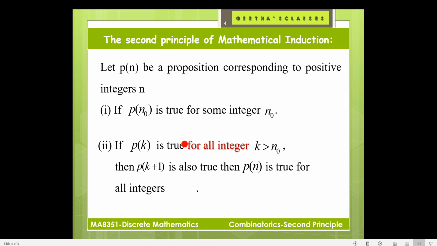In the first principle we have taken an arbitrary integer k. Here we have taken all integers k greater than n naught. Then p of k plus 1 is also true. Then p of n is true for all integers n greater than or equal to n naught. The definition is the same for both principles of induction. The only difference is in the second step: in the first principle it is for an arbitrary integer k, in the second principle for all integers k greater than n naught. Thank you.